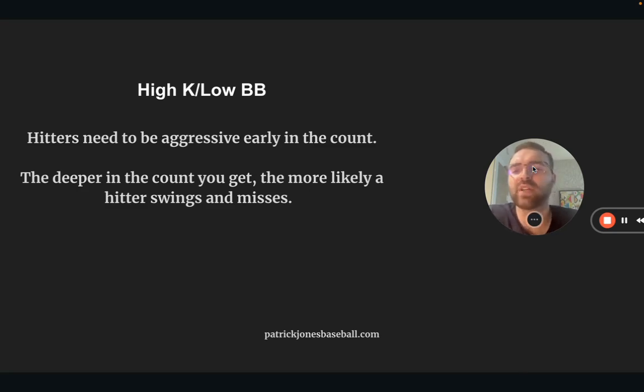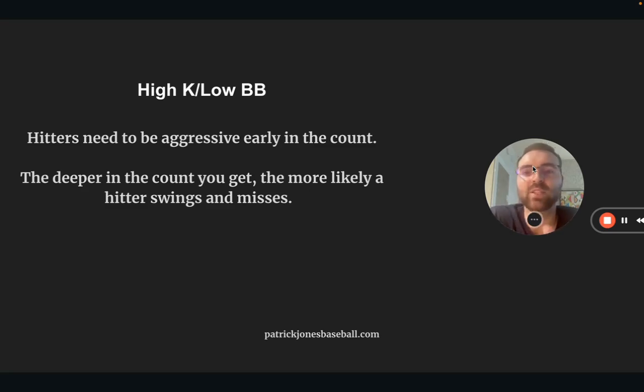So we'll be aggressive early in the count against this high strikeout, low walk pitcher, and then the deeper in the count we get, we'll expand the zone a little bit, but we're still going to be very aggressive. I wanted to show this example because it's applicable to all levels, and you don't need any type of fancy data to be able to see the strikeout to walk ratio and what this pitcher has done.